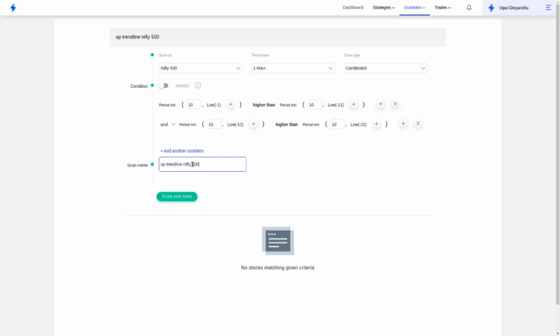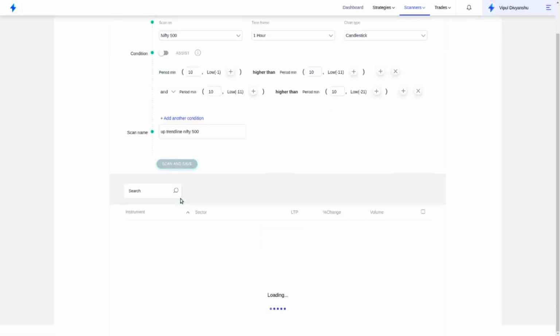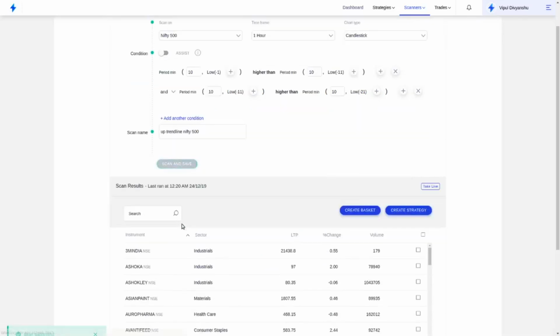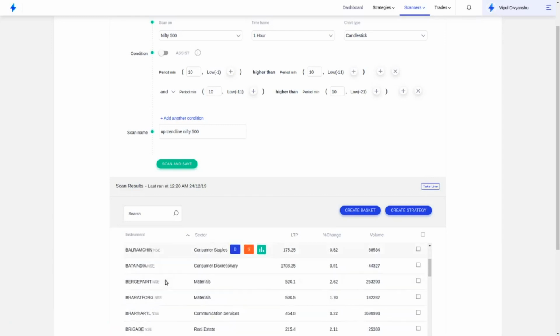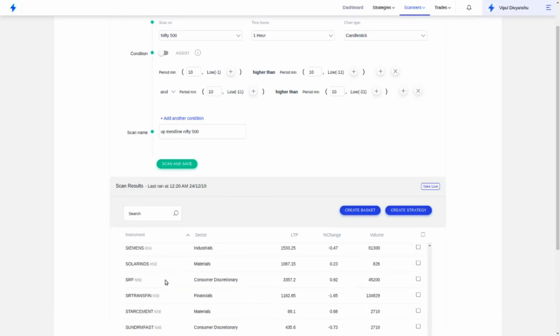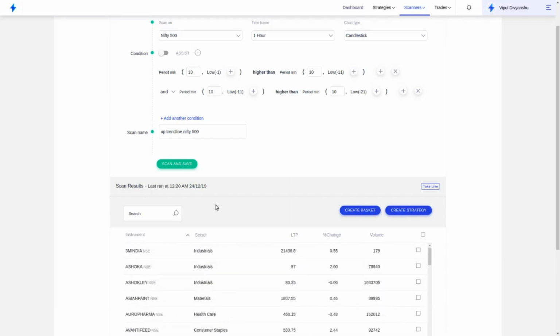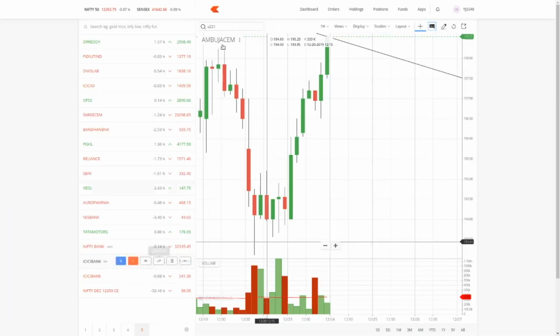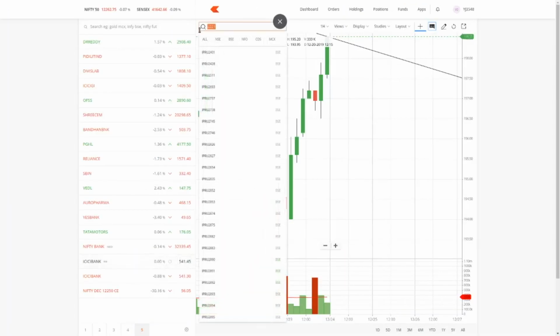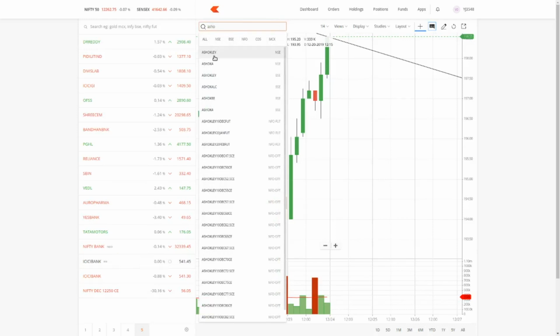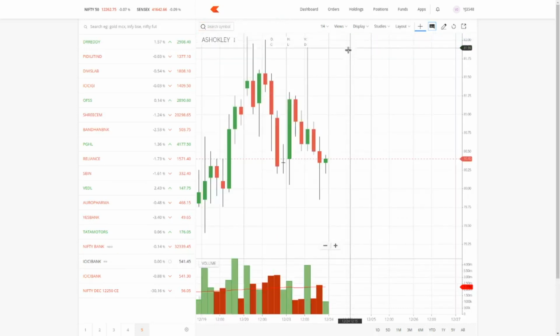Now if I give it a name, uptrend line Nifty 500, and save and run scan, you can see immediately it scans all the stocks and gives us results in the Nifty 500. There are so many. Without this, if we had to do it manually, it would have become a tremendous challenge. So let's check it in chart. Let's open Ashoka. Ashok or Ashok Leyland, both came in the results.